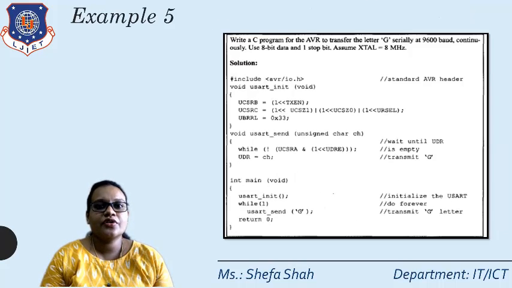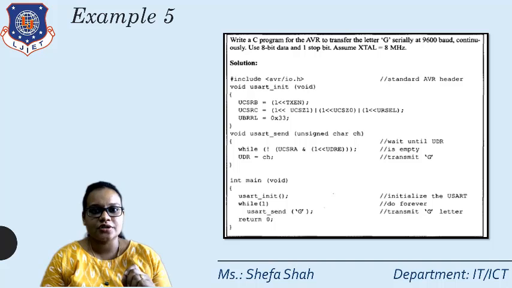Whatever program we have written in assembly language for transmitting the letter G, the same program we are writing over in C language, right? First, we need to initialize all the data. As we have seen in the last program, here we will initialize using the same instructions. So we make a function, void, and the function name is USART_initialization, right? And we have initialized all three values in this function, that is UCSRB with 0x08, UCSRC with 0x06, and UBRR with 0x33.